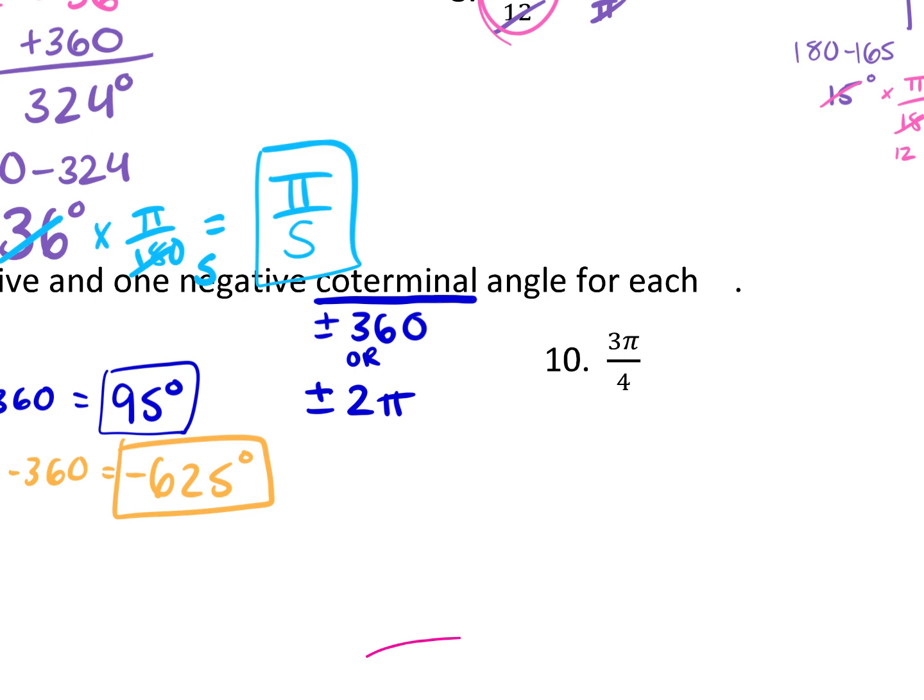For number 10, can you convert it into degrees and then subtract? You can definitely convert it and then add or subtract 360 from there, but don't forget to convert it back. If you're finding a coterminal angle of a radian, your answer has to be in radians.